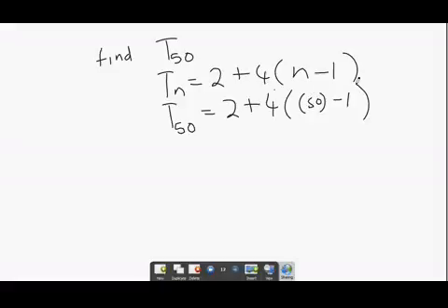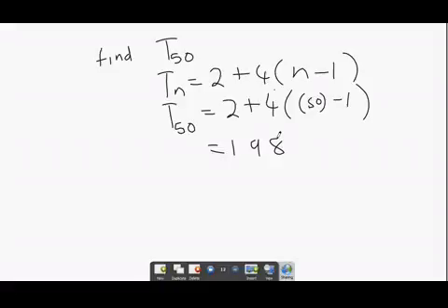Now I'm going to press my calculator because I definitely cannot do this in my head. So I'm going to press my calculator quite nicely. It's going to be 2 plus 4 bracket, another bracket for the 50, close bracket, minus 1, like that, and then close bracket again. I punch my calculator and I can see my answer coming up. It's going to be 198. And you need to practice using your calculator at this stage.